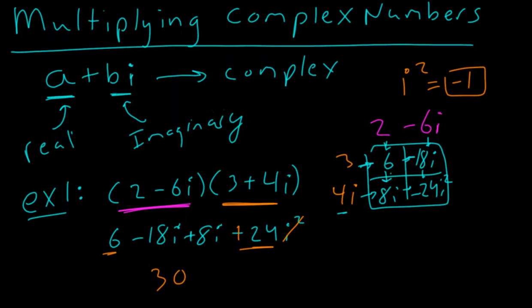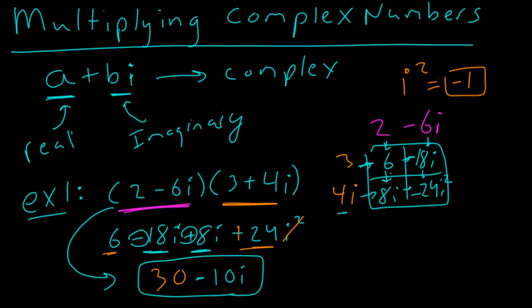That's our second step. Now from here, what is negative 18i plus 8i? Well, we know that there are more negatives than there are positives, so our answer is negative. And 18 minus 8, when they're different signs we're subtracting, will give us 10i. So when I multiply these two complex numbers, in this case, I get another complex number, 30 minus 10i. All right, let's move on to our next example.